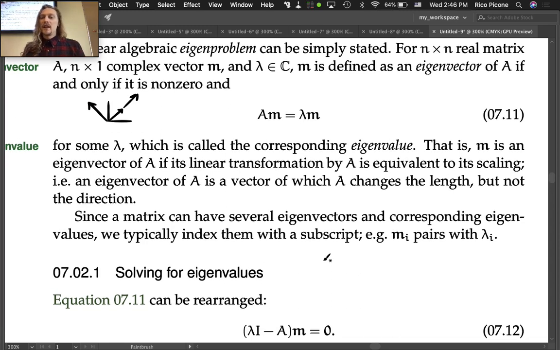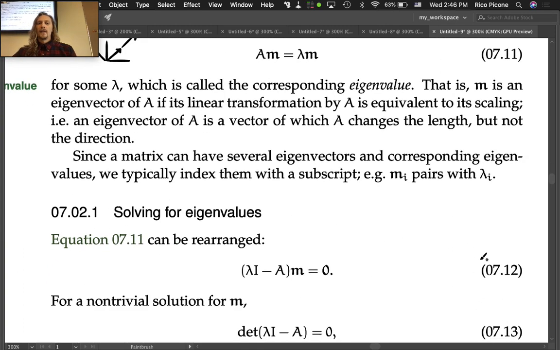So a matrix can have several eigenvectors and corresponding eigenvalues. So we typically index them with a subscript. For example, m sub i pairs with lambda sub i. So whatever that scaling is, that's the eigenvalue. The eigenvector is a vector that is going to get scaled and its direction not changed.